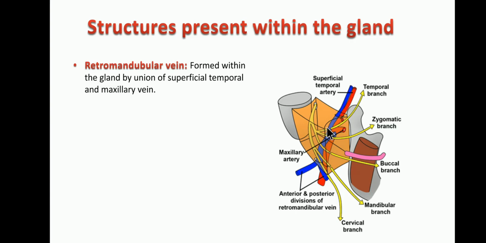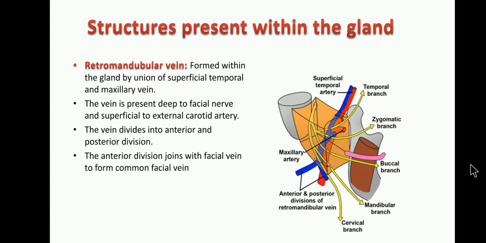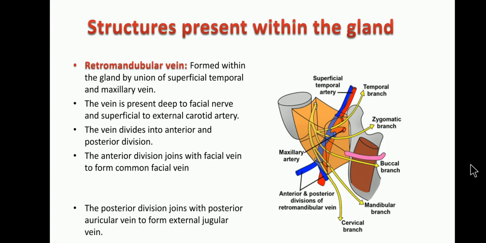Next is the retromandibular vein. It is formed by the union of the superficial temporal and maxillary veins. It is present at an intermediate level, and this again divides into anterior and posterior divisions. The anterior division of retromandibular joins with the facial vein to form the common facial vein. The posterior division joins with the posterior auricular vein to form the external jugular vein, which emerges from the apex of the parotid gland. So that is about the retromandibular vein, which is formed within the substance of the parotid gland, deep to the facial nerve.